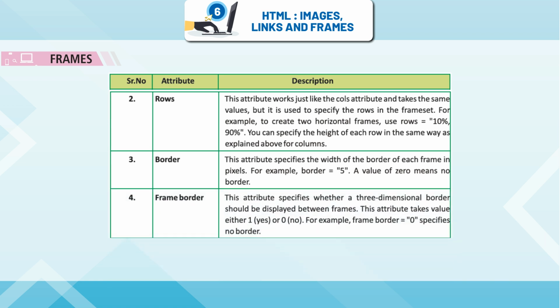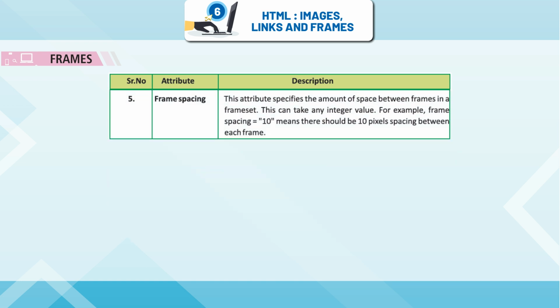4. Frameborder. This attribute specifies whether a 3-dimensional border should be displayed between frames. This attribute takes value either 1 (yes) or 0 (no). For example, frameborder equals 0 specifies no border.